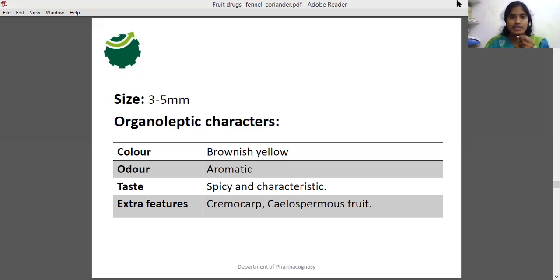And as an extra feature, it is also a cremocarp. These are also psilospermous fruits.